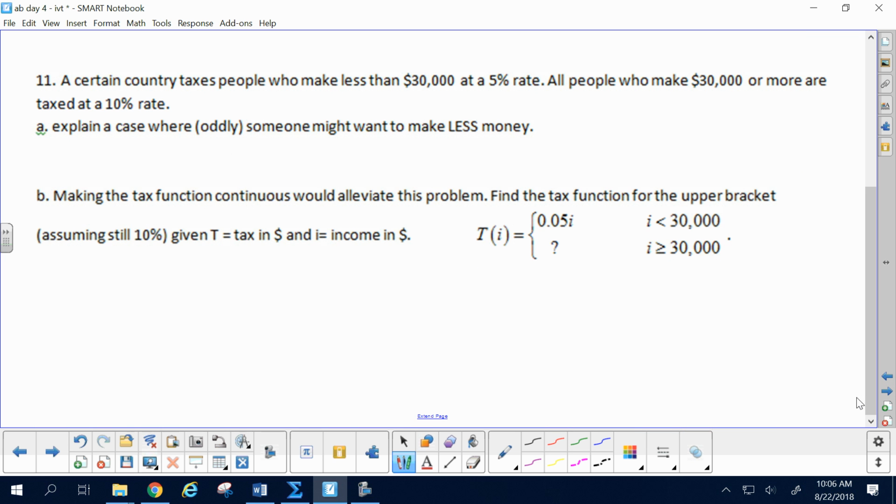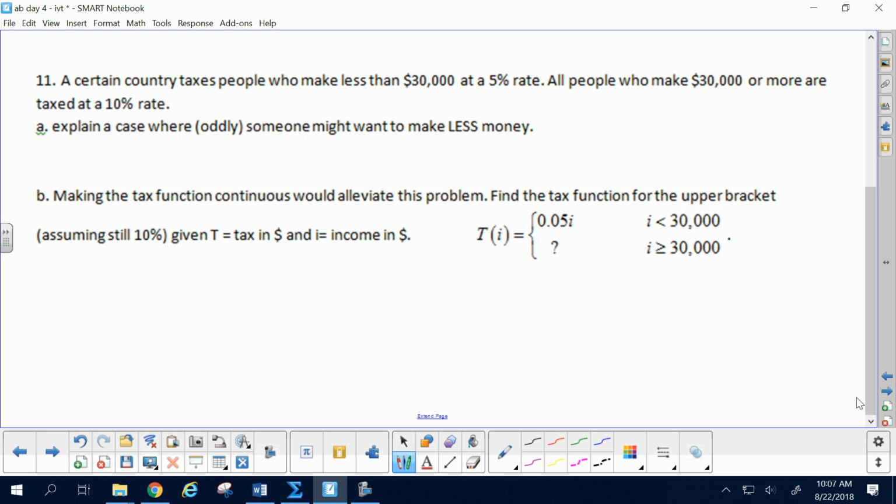But this one's tough. First of all, I'll explain a case where someone might want to make less money. First of all, the idea that your tax rate would increase as you make more money, that's called the progressive tax. As you progress, you get taxed more. I'm not going to get into the ethics of that. I'll let your econ teachers talk about that.